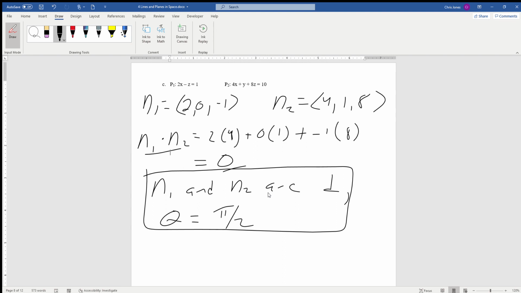The last video we're going to take a look at after this one is going to be looking at the distances between planes, points, lines, etc.